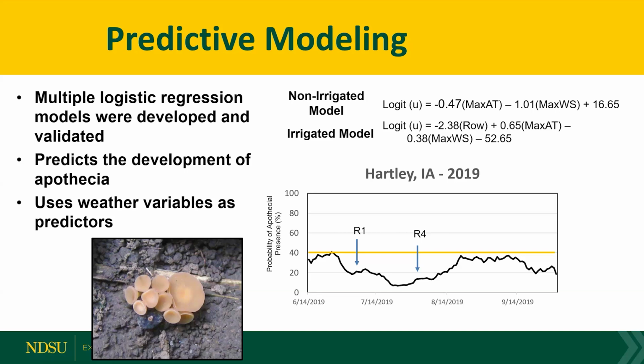Now, we have this other gold line in this figure that you see, and that's what we call our action threshold. What that indicates is if that black line were to cross that gold line, that's when we would recommend a fungicide application. Now, in this particular field in Hartley, Iowa in 2019, that black line never crossed that gold line, or the action threshold. Therefore, no fungicide application was necessary for management of white mold.